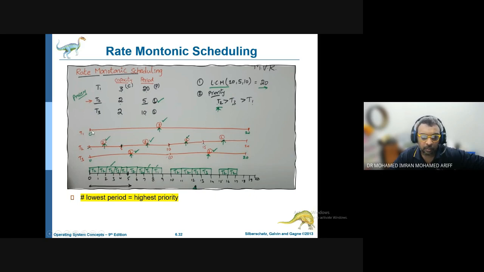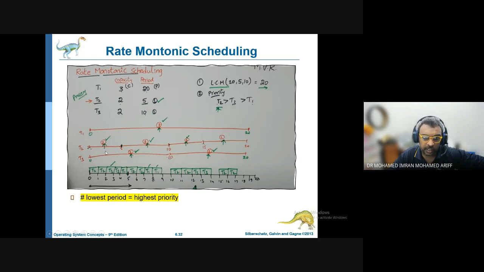Sebab between 0 to 20, T1 only does 3. So dia dah buat dah. T1 dah buat 1 kat sini and 2 kat sini. Done. Habis. T2 dah buat 2, 4, 6, 8. Done. T3, between 10 and 10, dia buat cuma 2 sini, 2 sini. So between 0 to 10, dia dah buat 2 sini, habis. And 2 sini, habis. So nothing happens.